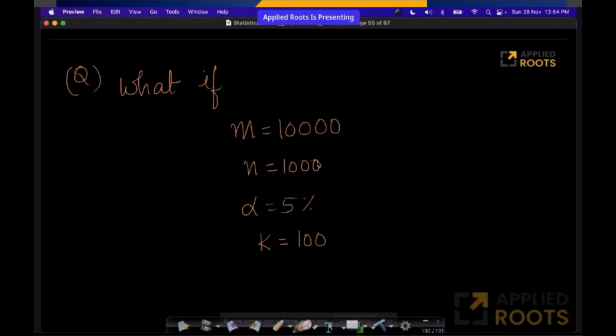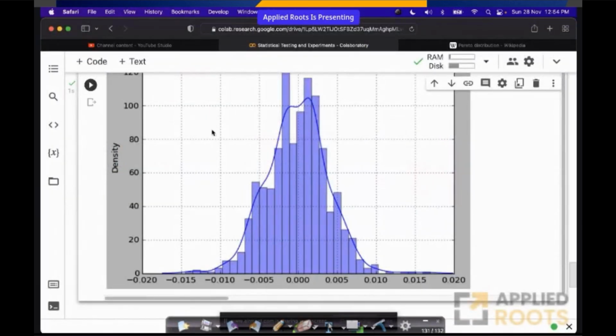Now, what if your m is very large and n is small? Then what happens? Again, you could also have different sized samples, not same sized. If this is 10,000 and this is 1,000, what happens then? Let's just quickly see that. It shouldn't take us much time. So let's just quickly do some of these.